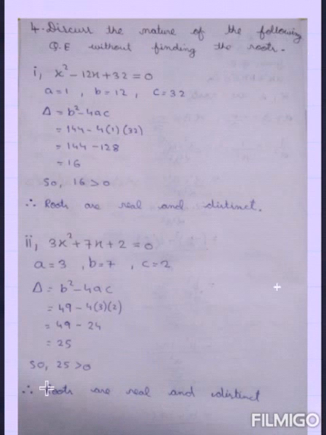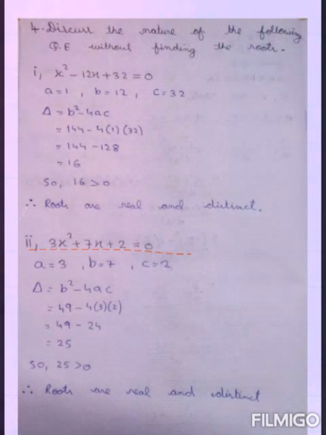So put these values a, b, c in the formula b square minus 4ac, then we get 144 minus 4 into 1 into 32. That is 4 ones are 4 and 4 thirty-twos are 128. So 144 minus 128 is 16. So 16 is greater than 0. So the given roots are real and distinct. So we are moving to the next example.